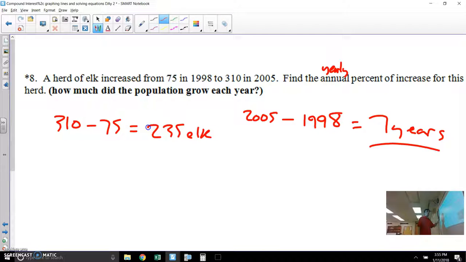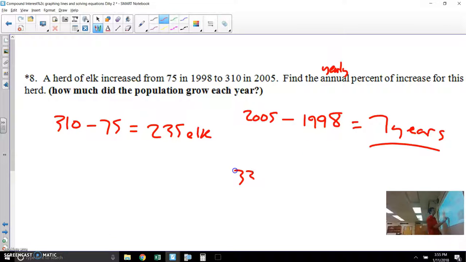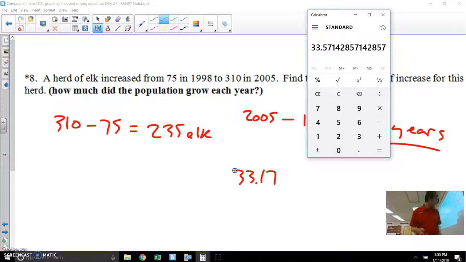Okay. So if I divide, let's do 235 divided by 7. Okay. That is 33.5. So it's like I'm going up 33.57 each particular year. Okay. After 7 years of that, you're going to get 235. Okay. So if it's going up 33.57 each year, well, what was that out of the beginning?